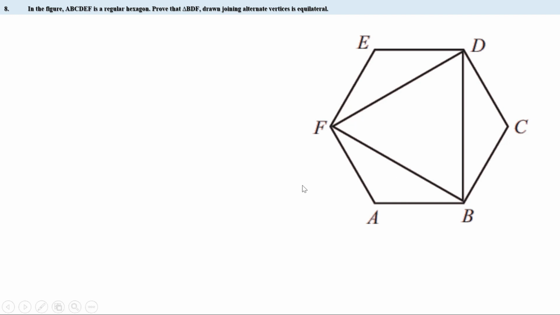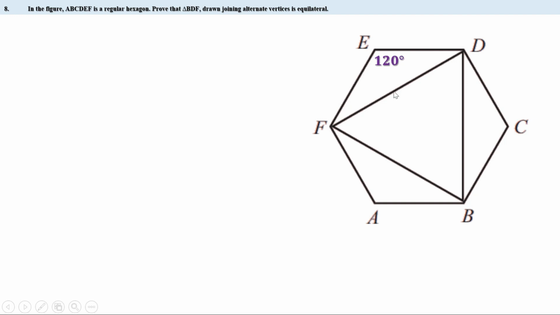We know one angle of a regular hexagon is 120 degrees. Angle E is an angle in the regular hexagon, therefore it is 120 degrees. All the sides of a regular hexagon are equal. DE and EF are two sides of the regular hexagon, therefore they are equal.